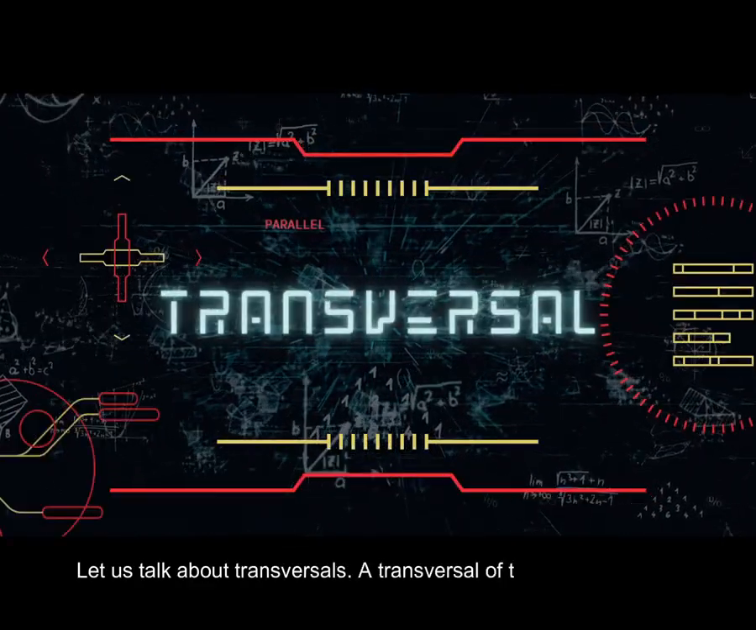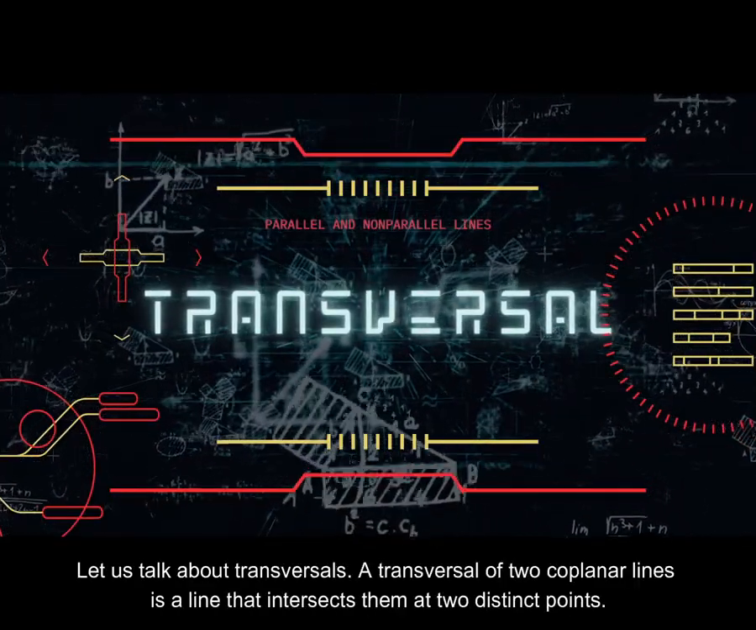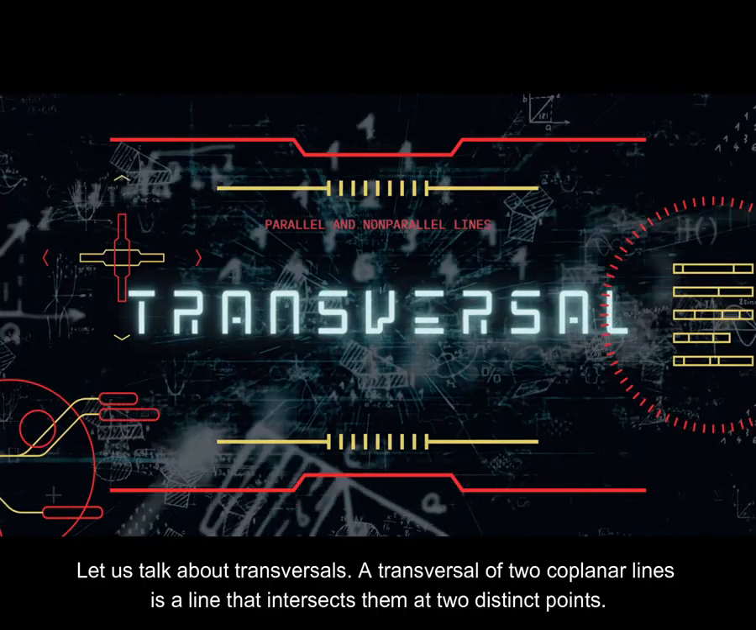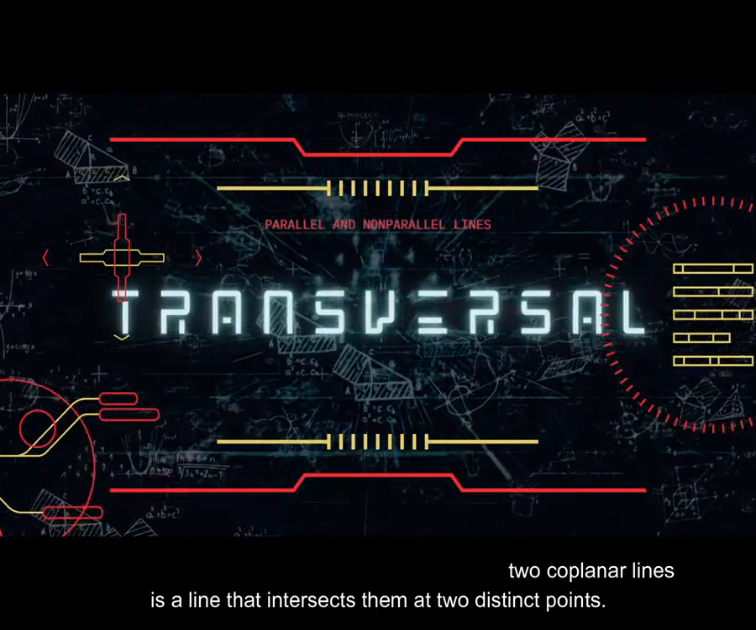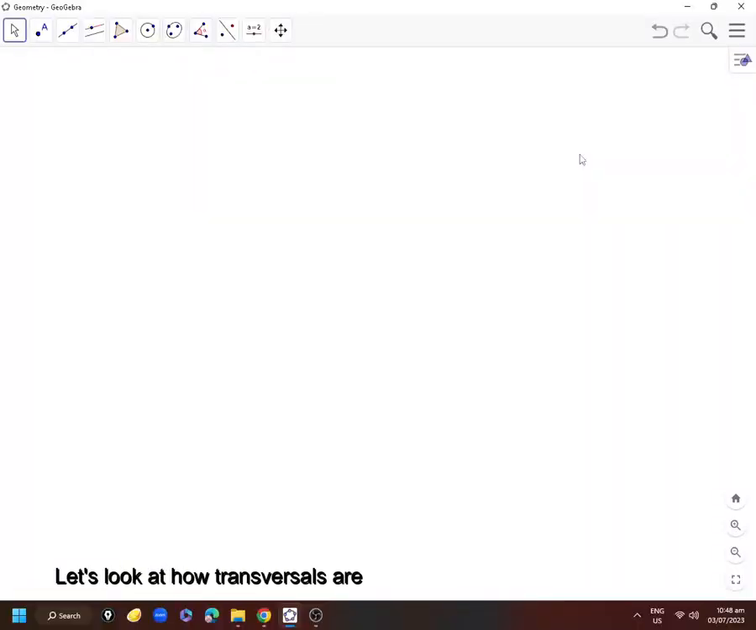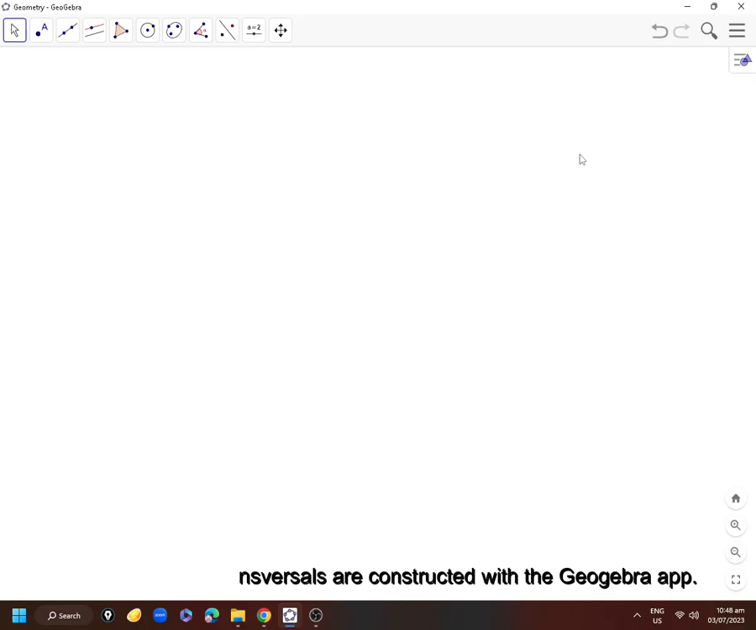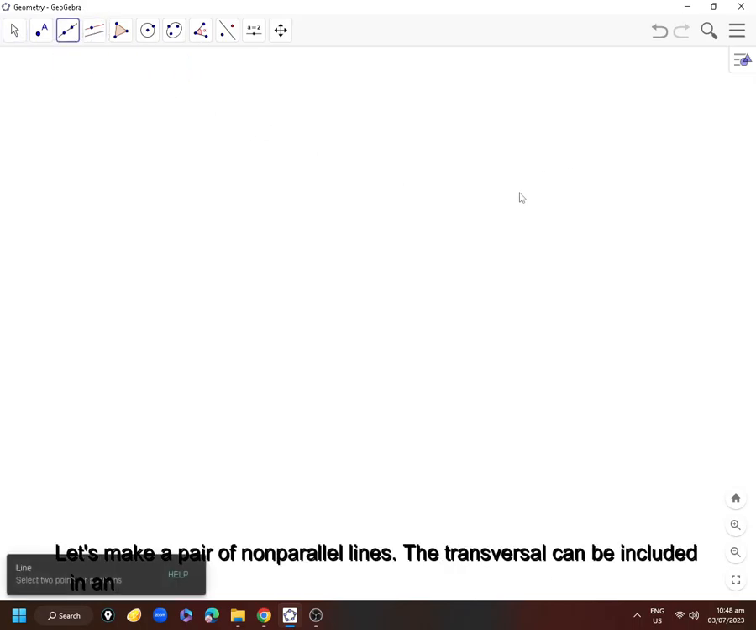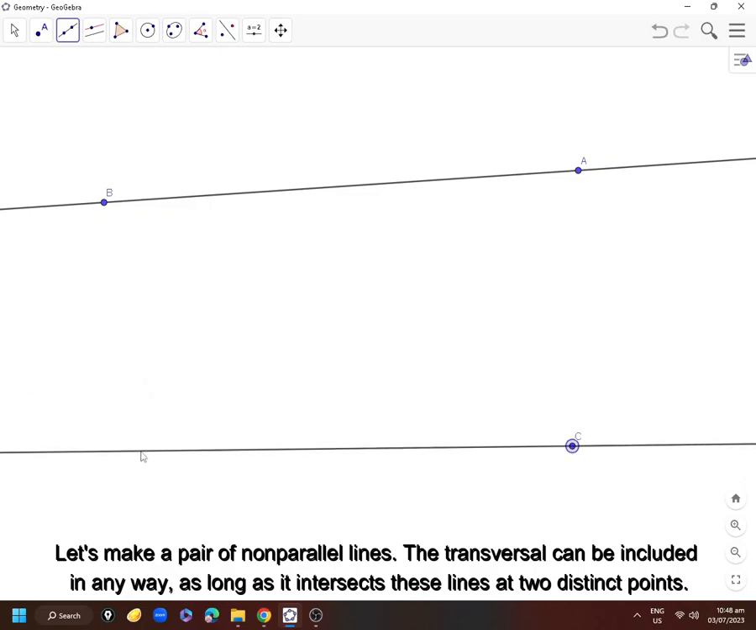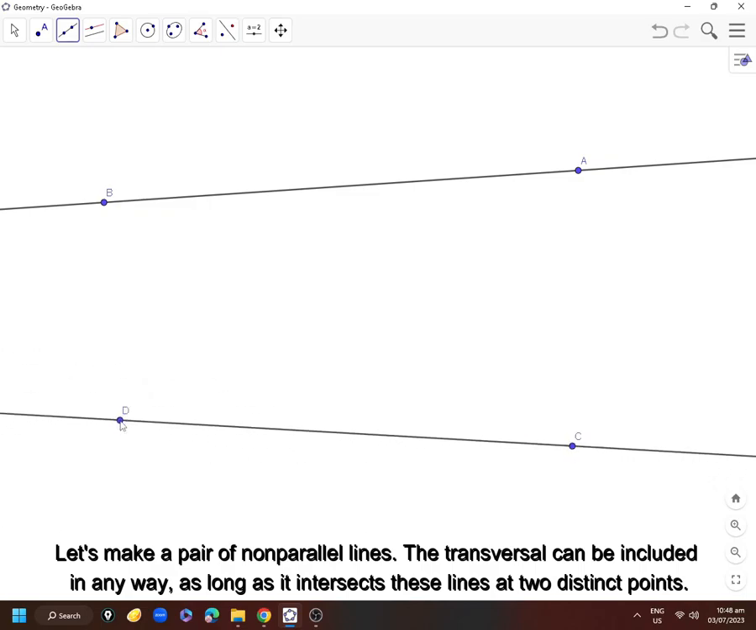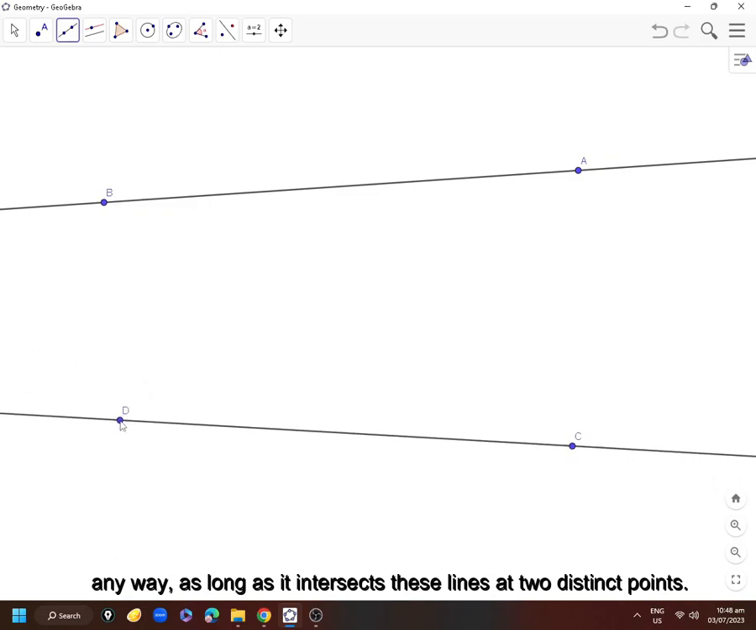Let's talk about transversals. A transversal of two coplanar lines is a line that intersects them at two distinct points. Let's look at how transversals are constructed with the Geogebra app. Let's make a pair of non-parallel lines. The transversal can be included in any way, as long as it intersects these lines at two distinct points.